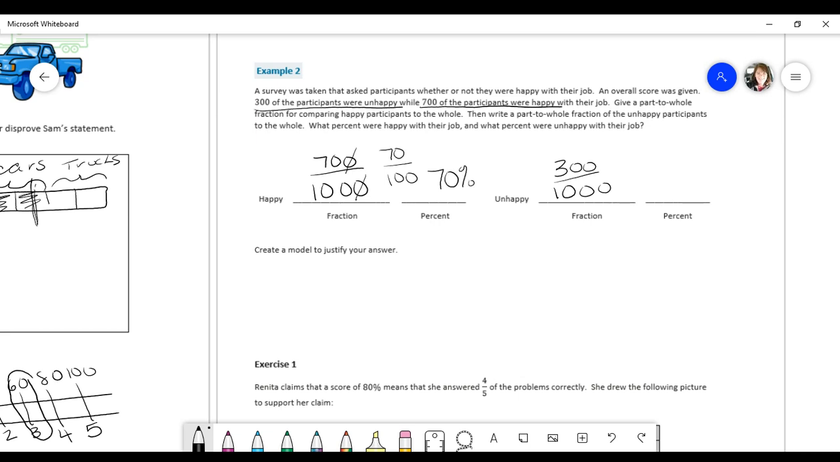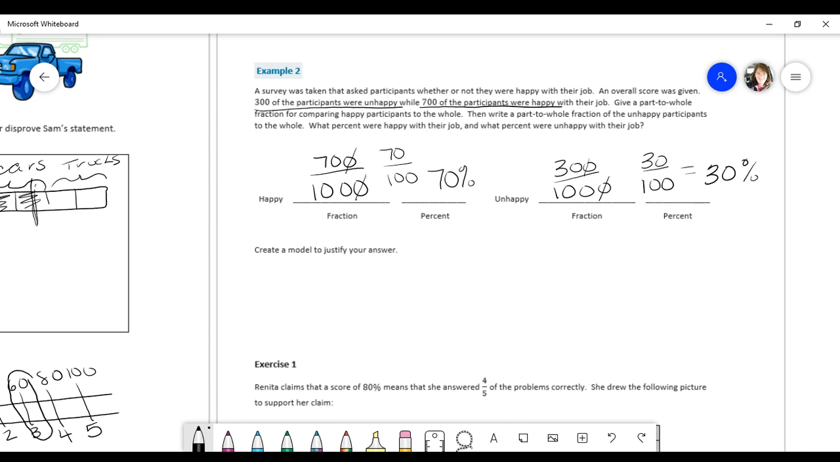So over here, what can I do also? I can do the same thing, right? I can take a 0 off of each one. Now my fraction has 100 on the bottom, which is what I need for my percent. So now it looks like that, 30 over 100, which equals 30%.